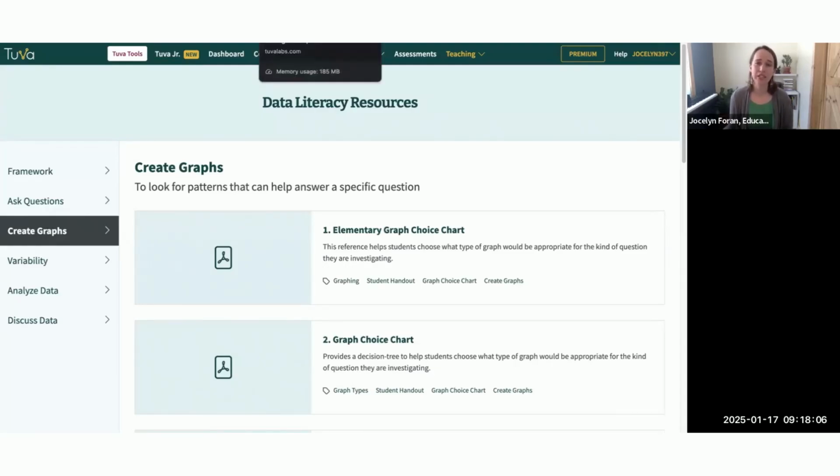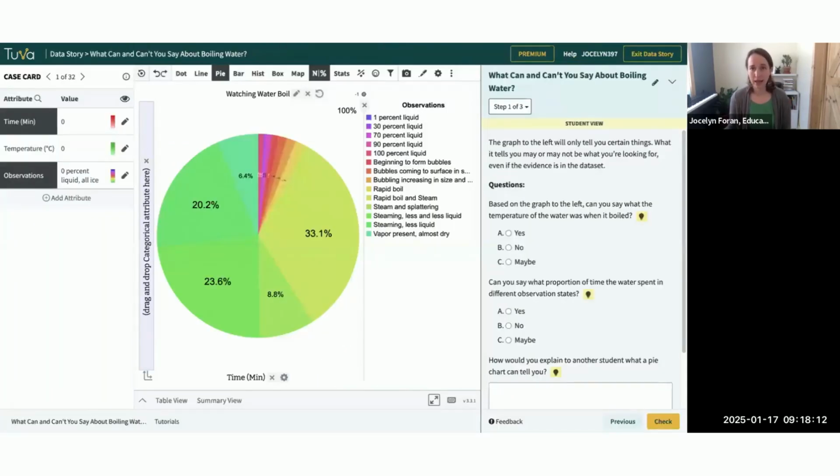What I want to show you today is actually a Tuva lesson that's designed to promote graph choice skills and metacognition. And this lesson is called What Can and Can't You Say About Boiling Water? It can be found in the Tuva content library for science. So let's take a look at it a little bit closer. Each of the steps in this short lesson ask students to look at a pre-made graph and decide what information can they learn from that graph and what information can they not learn from that graph. And then they're asked to explain in general terms what that graph type is good at doing or communicating.